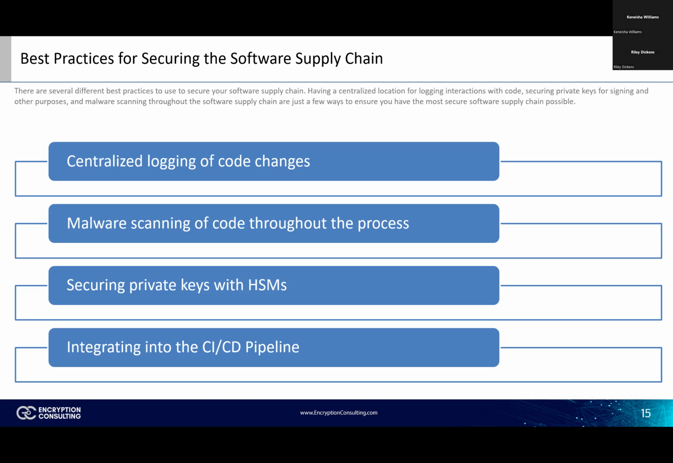Additionally, we have malware or virus scanning throughout the process. This is one of the most important parts because as long as you're checking at each part of the software development lifecycle, you can ensure that there's no malware going out directly from your organization. We also have securing our private keys with HSMs, and that's, like I've mentioned so many times, so important. Having those private keys securely managed is just vital to this process in every single way.